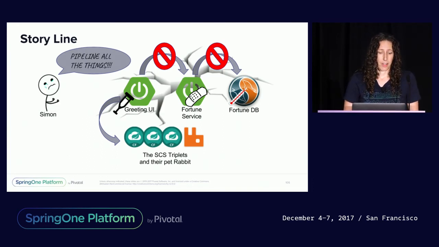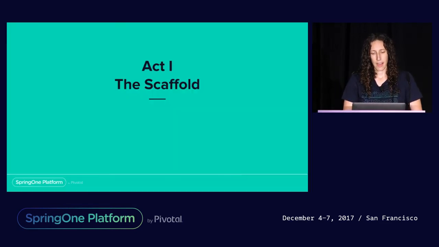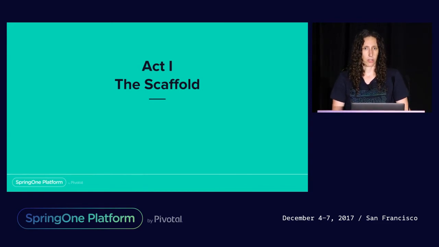Simon knows a little bit about development, so he really just wants us to pipeline all the things so that this problem can be solved. So that brings us to the first act of our story, which is the beginning of refactoring Greeting and Fortune in order to avoid this kind of situation. So one thing that you can take away from this structure of Act 1, Act 2, Act 3 of the stories is that this is an approach that you can take in refactoring your application, sort of set this up in stages, in milestones of refactoring.